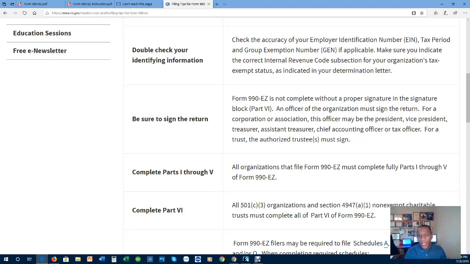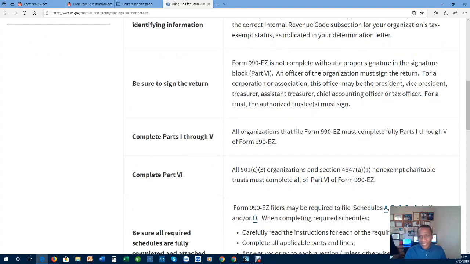Okay, so tips for completing Parts 1 through 5. All organizations that file Form 990-EZ must fully complete Parts 1 through 5 of Form 990-EZ. Tip for completing Part 6. All 501(c)(3) organizations, like churches, and Section 4947(a)(1) nonexempt charitable trusts must complete all of Part 6 of Form 990-EZ. Basically, no information should be left out in this section.